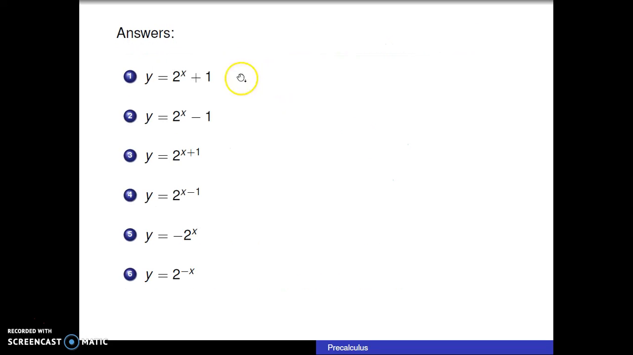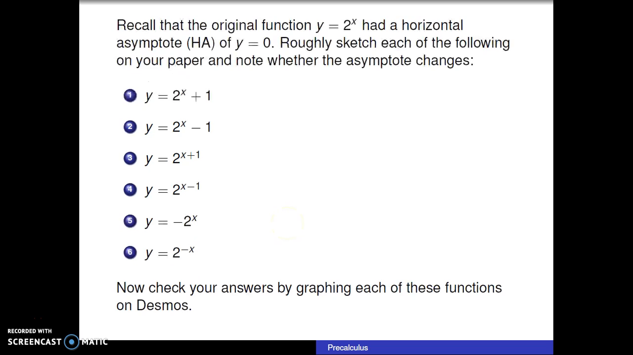Okay, here are the answers. Shift up 1, down 1, left 1. Notice that the plus 1 is in the exponent with the x. Right 1, the minus 1 is in the exponent with the x. Reflect across the x-axis, negative outside. Reflect across the y-axis, the negative with the x.